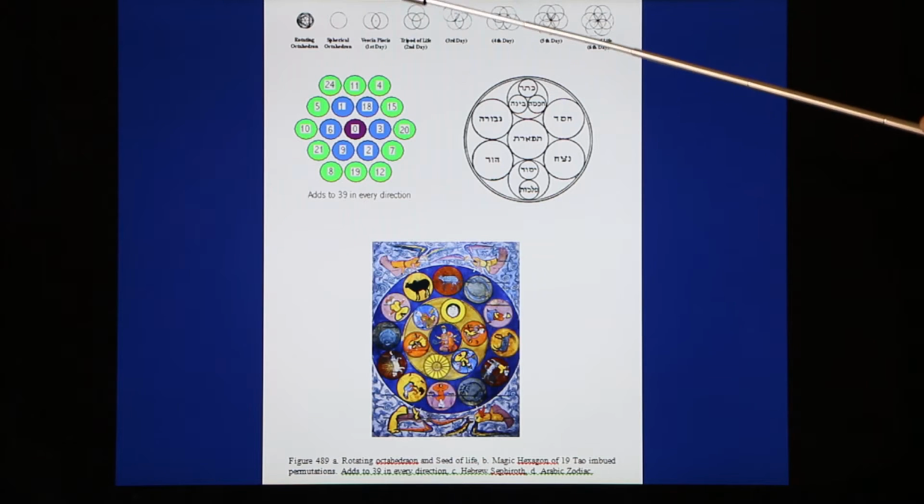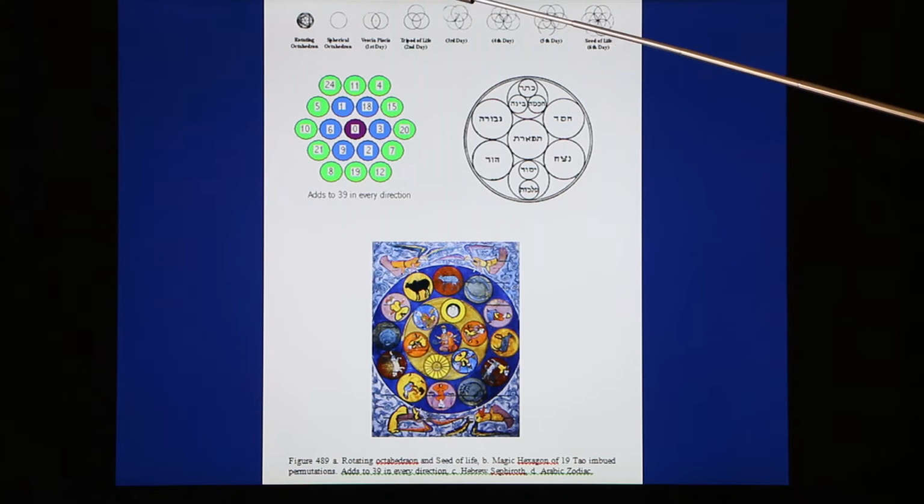I told you about the flower of life, and that the flower of life could be seen as a circle, then a vesica Pisces, then a tripod of life, the 3rd day, the 4th day, the 5th day, and the 6th day of creation.